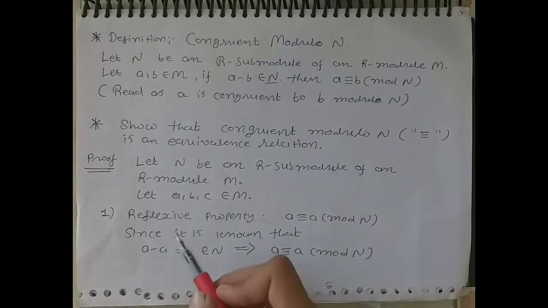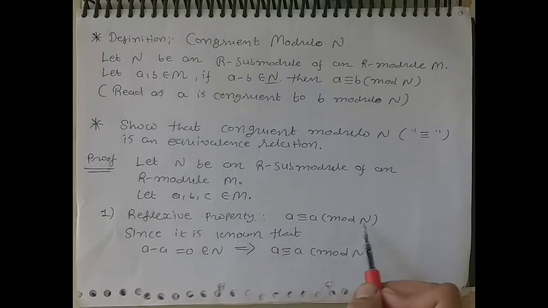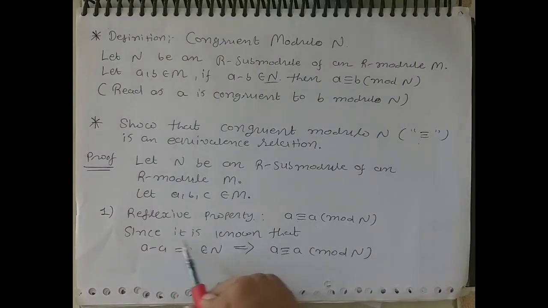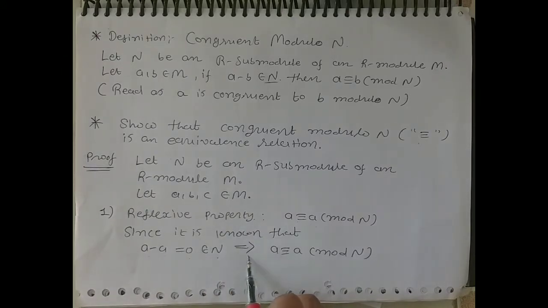So first is the reflexive property. That means A is congruent to A modulo N. How can we show this? Since A minus A means the 0 element belongs to N. Every module has a 0 element. So A minus A is equal to 0 belongs to N. This implies that A is congruent to A modulo N. So the reflexive property is done.